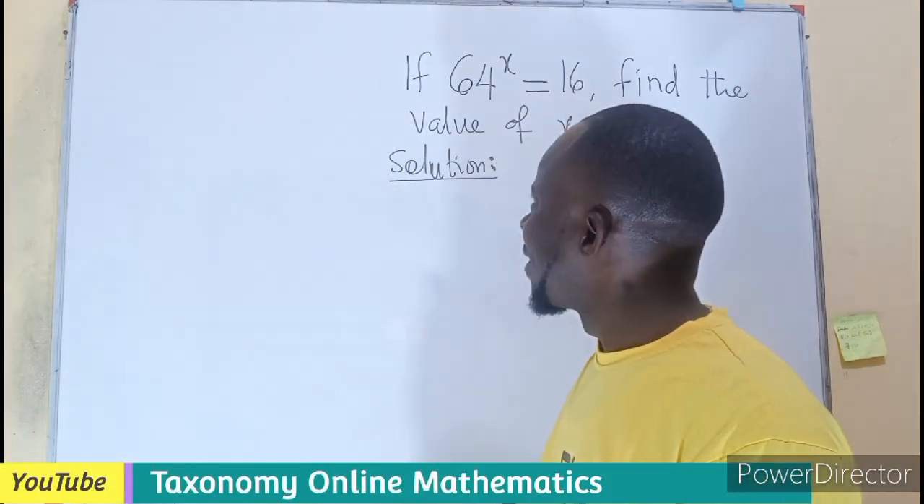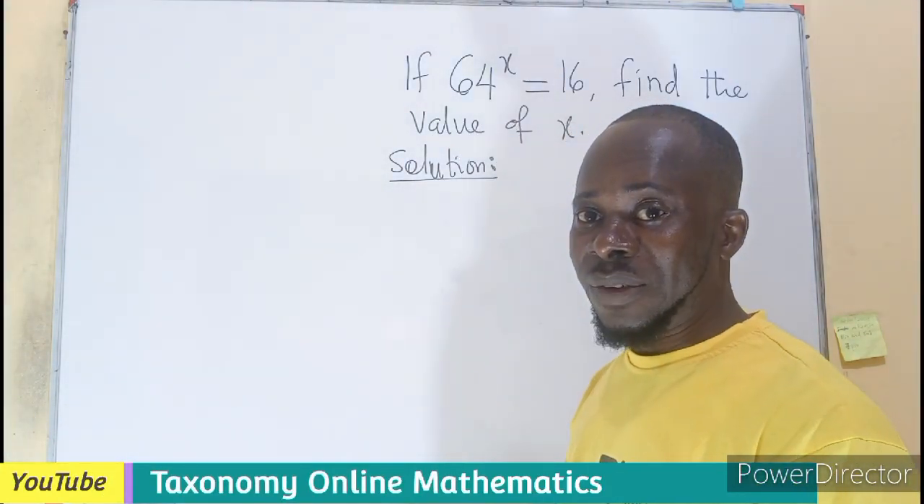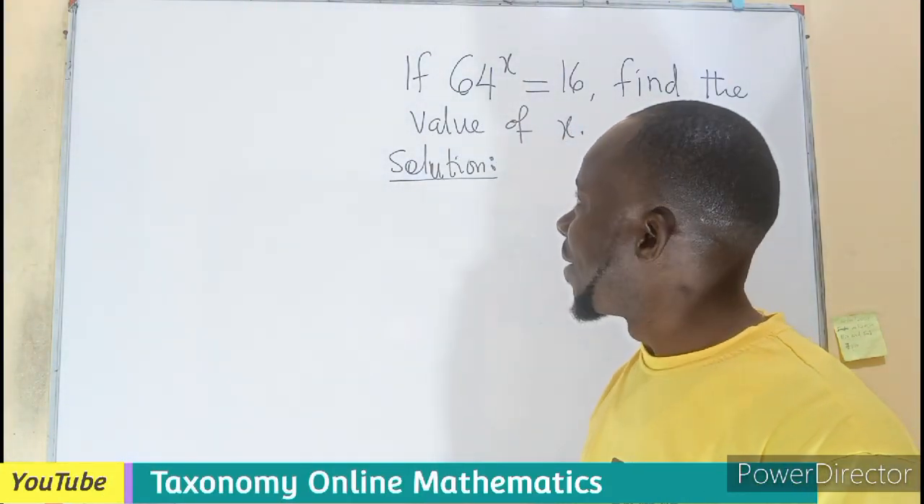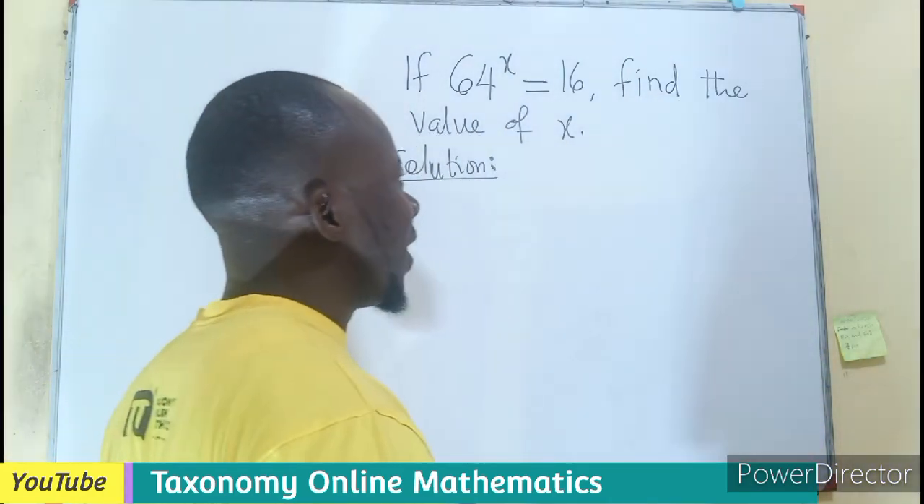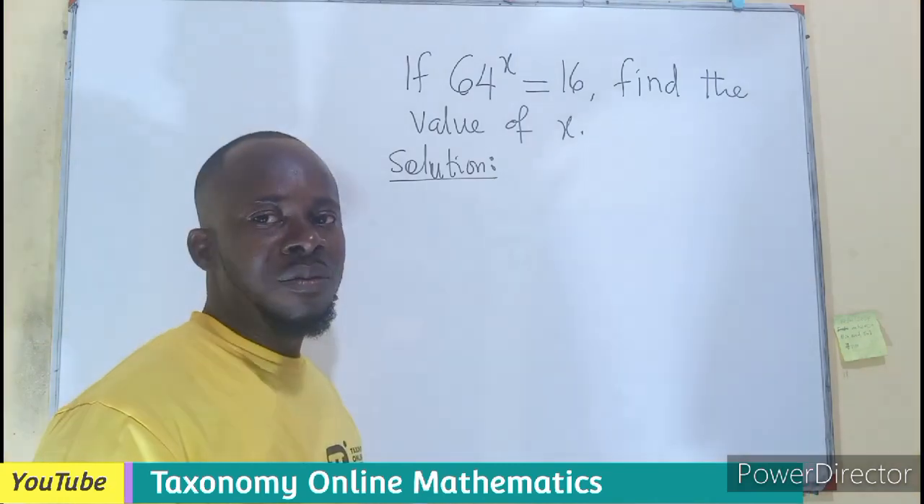Hello, let's look at this question. It has been on the Facebook timeline for some time now. If 64 exponent x is equal to 16, we have to find the value of x.